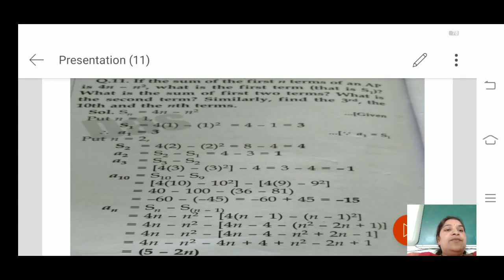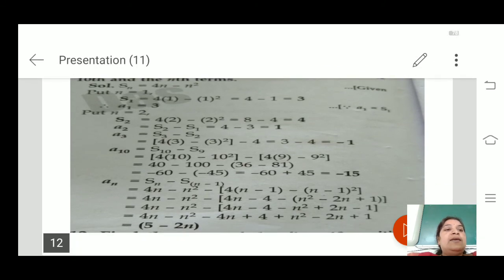Now, what else do we want to calculate here? The third term, which we calculated, and the 10th term. The 10th term can be calculated as S10 minus S9. Replacing all values, we have A10, that is the 10th term of the AP, equals minus 15.